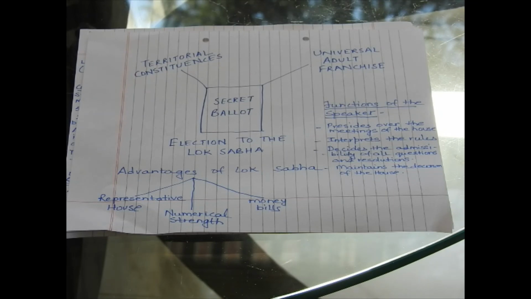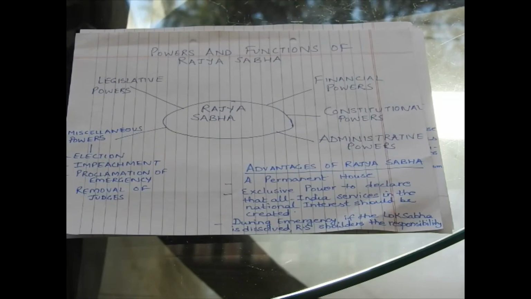The speaker decides whether there is a case for a matter relating to a breach of privilege or contempt of the house. Then there are various parliamentary committees in the parliament. The speaker is the ex officio chairman of some of the committees of the house, such as the Business Advisory Committee, Rules Committee, etc. Then there are various miscellaneous functions which are performed by the speaker. So this was all about Lok Sabha, children. Let us come to the second house, that is the Rajya Sabha.